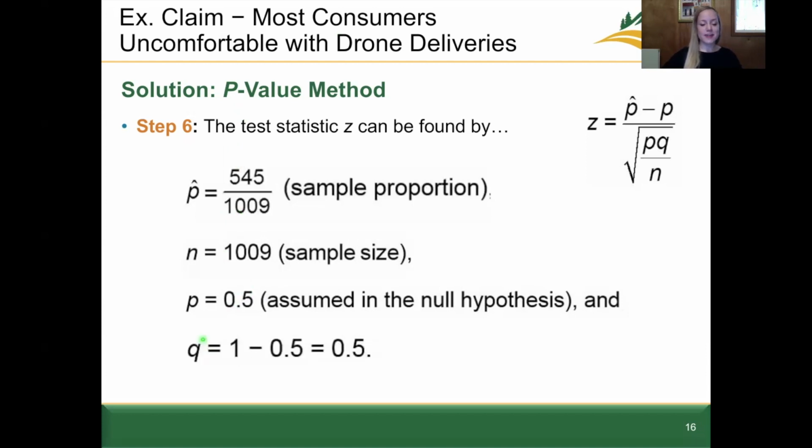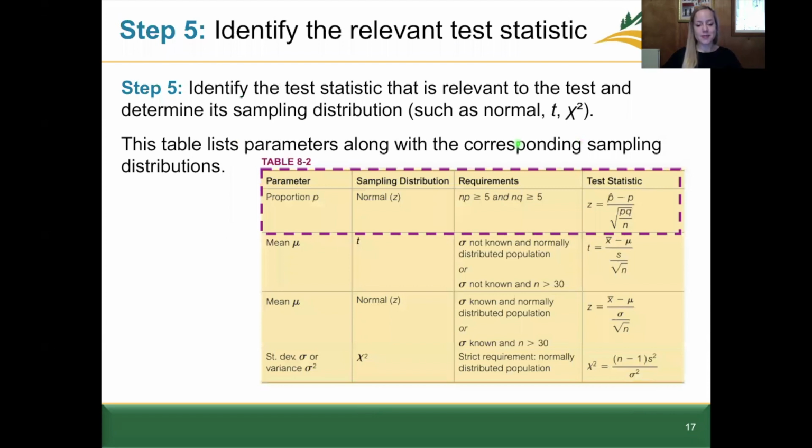Next, we calculate our q value, where p and q are complements to one another, going back to our binomial distribution section, where p and q add up to 1, so q is equal to 1 minus p, or 1 minus 0.5, so q is also equal to 0.5. Now, before we plug in these numbers and calculate our z test statistic, I wanted to go back to this table and show you why we're working with this row here in this table.